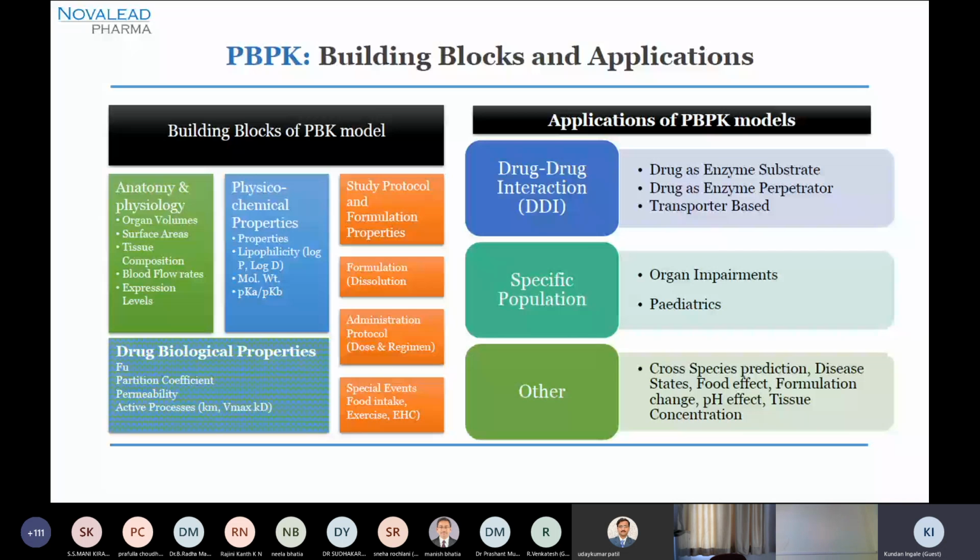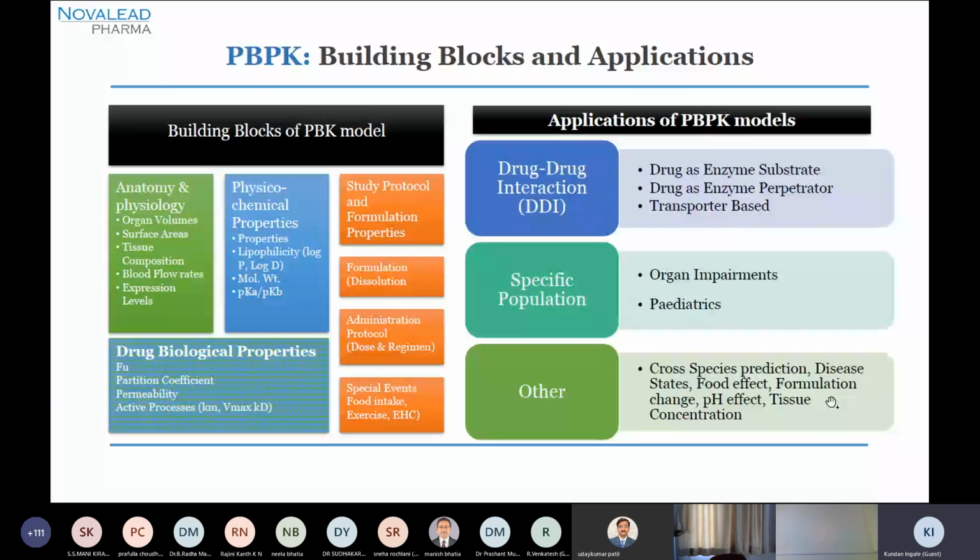So when we are talking about formulation change, even there are cases where a change in the particle size of the drug would be a change in the formulation, because it would change the dissolution and further properties of your drug molecule. Okay, these are the areas where your PBPK would be modeled and applied.